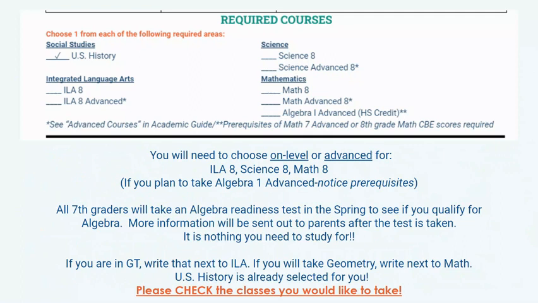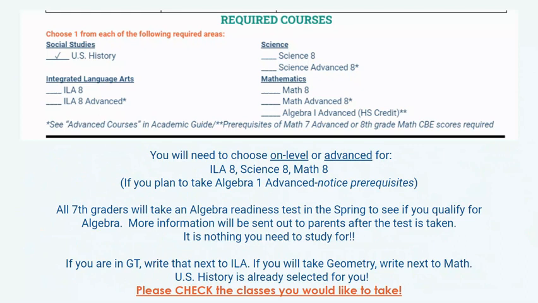Here's a screenshot of the required courses from the course card. You will need to choose on level or advanced for ILA, science, and math. If you plan to take Algebra 1 Advanced, you'll need to notice the prerequisites, meaning the classes you would have needed to take before the algebra course.